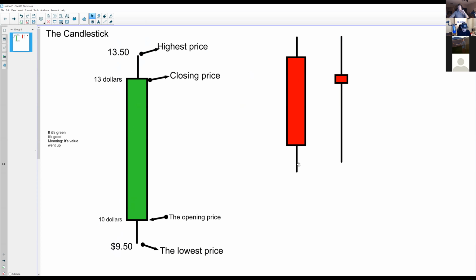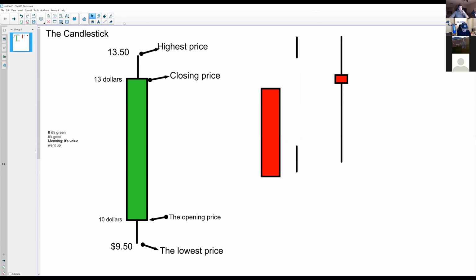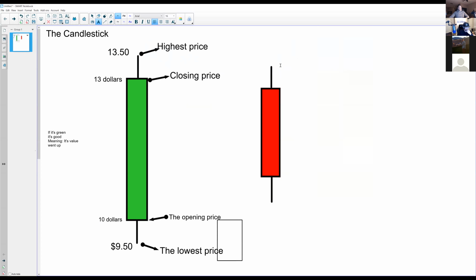Okay. Now, if you see one that's red, it's technically the opposite. Red could be bad. Now, maybe unless you're a short seller, that could be good for you. So it still matches the same things. Come on. Okay, it's not wanting to work with me. So that's still your highest price.